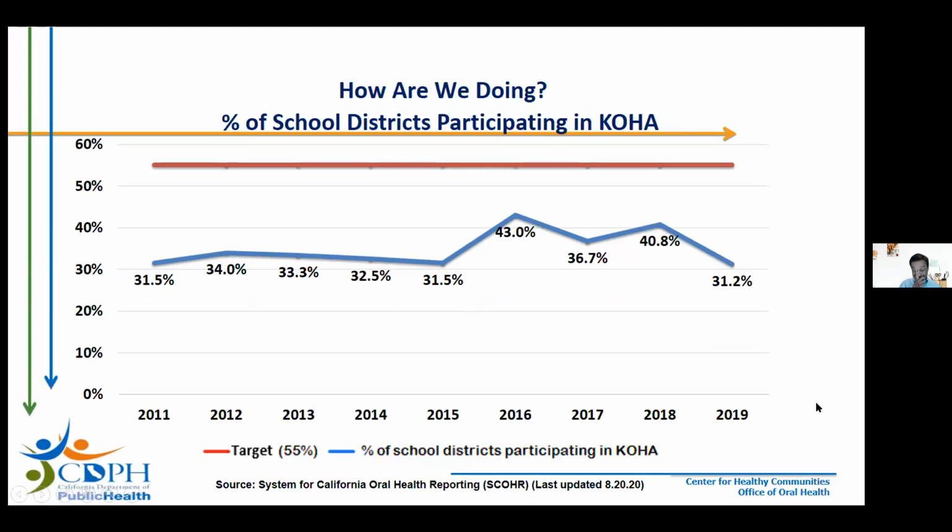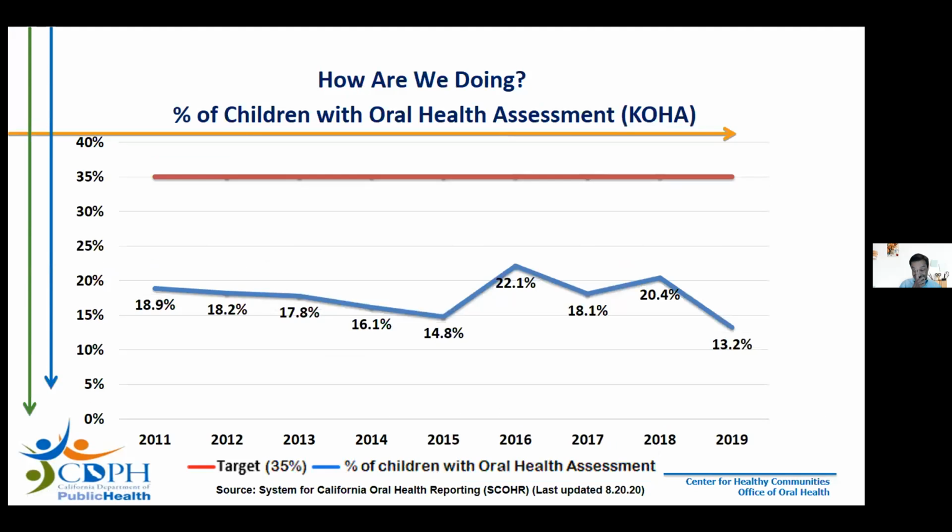So this is the first graph that we use from our scorecard for percent of school districts participating in KOHA. And as we can see in the red, this is our target at 55%. And we see over time from 2011 to 2019, the improvements and depressions in that curve. And this is where we're gonna actually explore each individual scorecard, understanding what's going on here. Why are we going up or spiking some places and dropping? And the same for percent of children with oral health assessment. Target of 35%, and looking to see what's going on here.